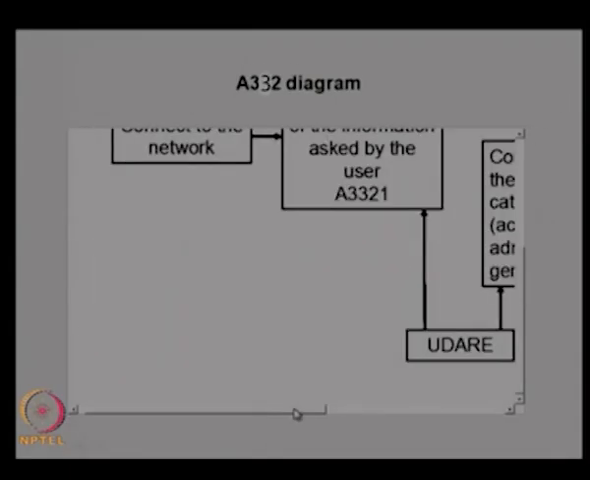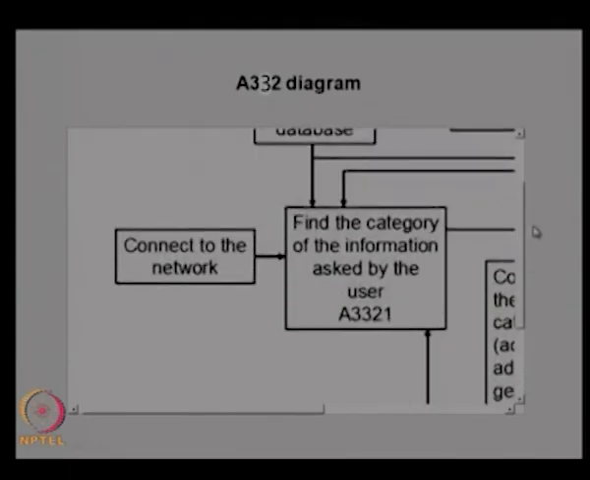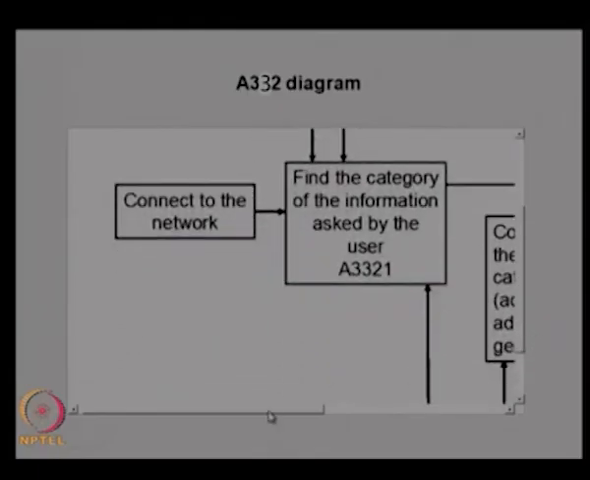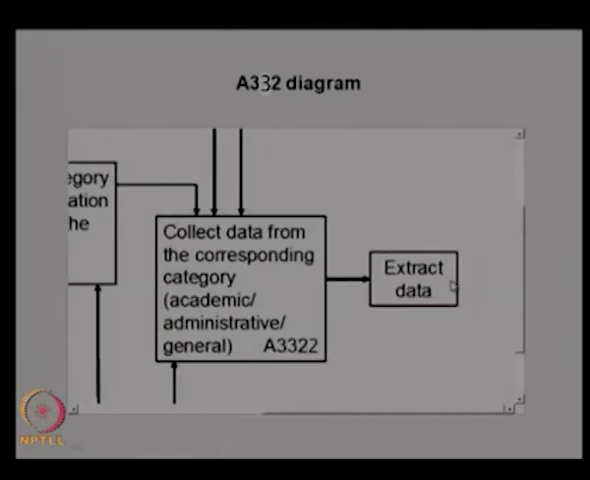This is the A322 diagram. So, here actually this A322 function is decomposed further: find the category of information asked by the user, then collect data from the corresponding category and extract the data and give it as an output.